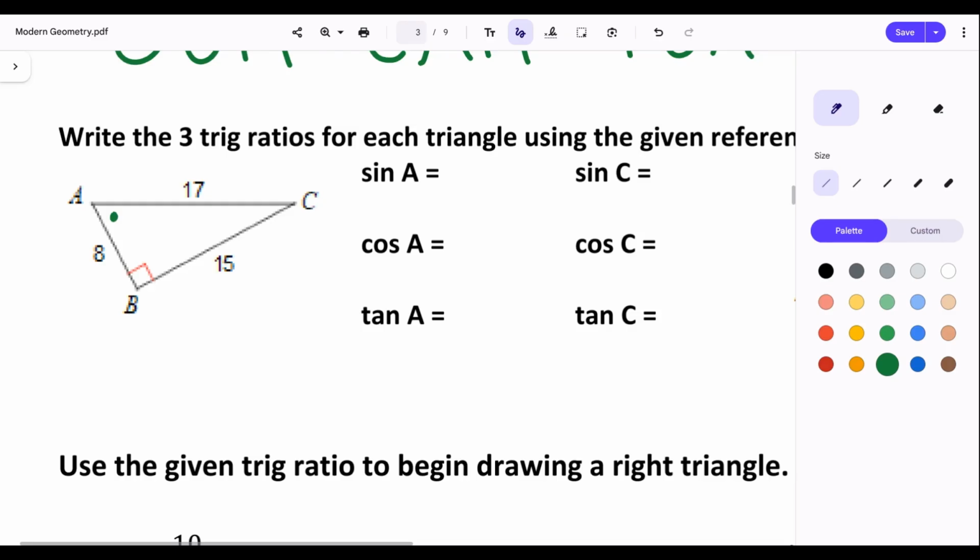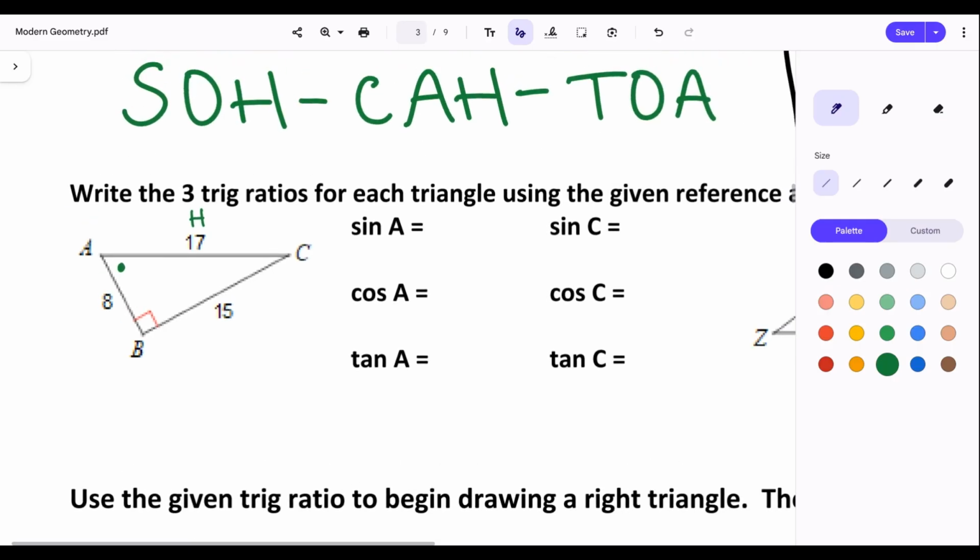First thing I would do is label your hypotenuse. Okay, because your hypotenuse is the one thing that we can count on that's never going to change. So the side that's across from the right angle, that 17, this is going to be your hypotenuse. I'm just going to put an H by the 17. Okay, now again, we're still thinking about SOHCAHTOA up here. Looking at A, if I'm doing sine, from A, what would be your opposite side?